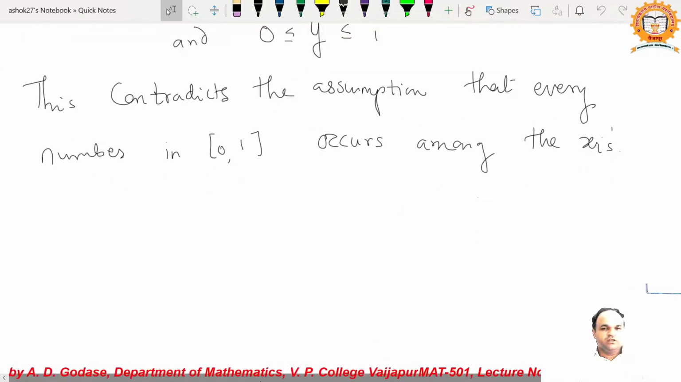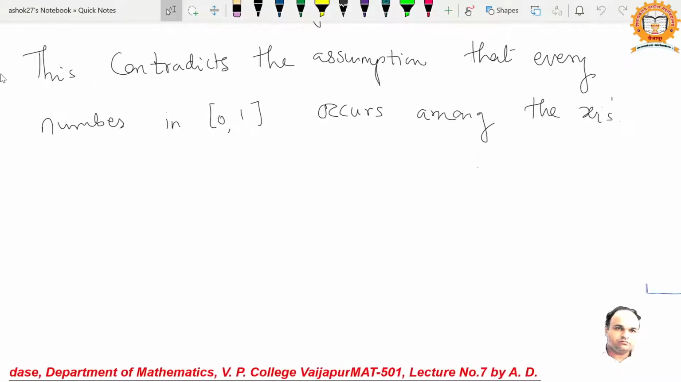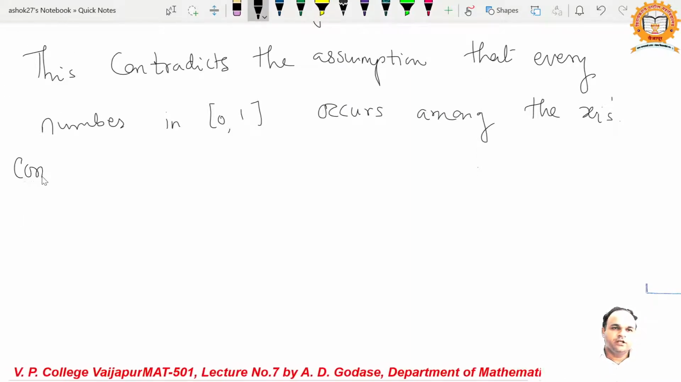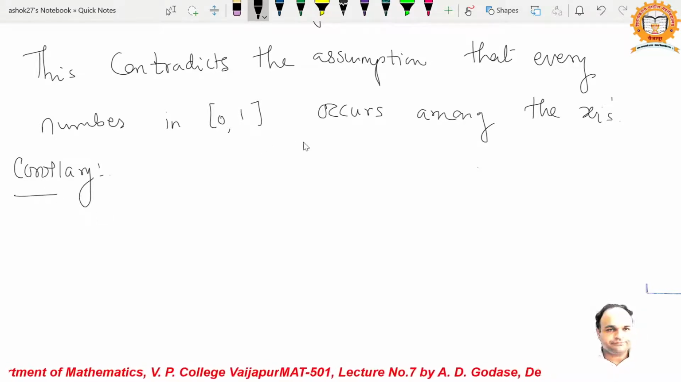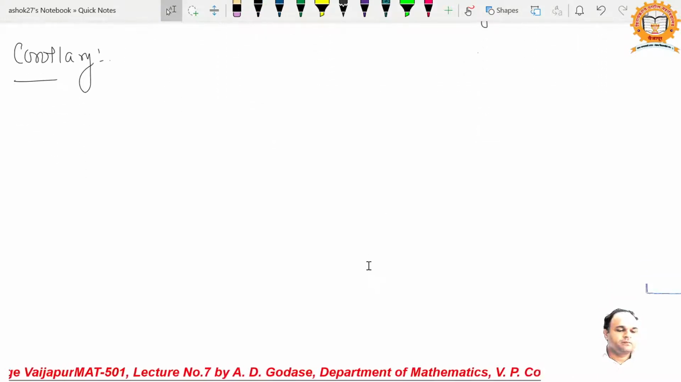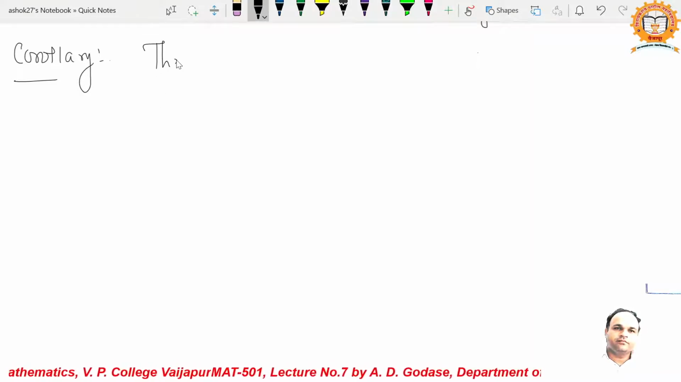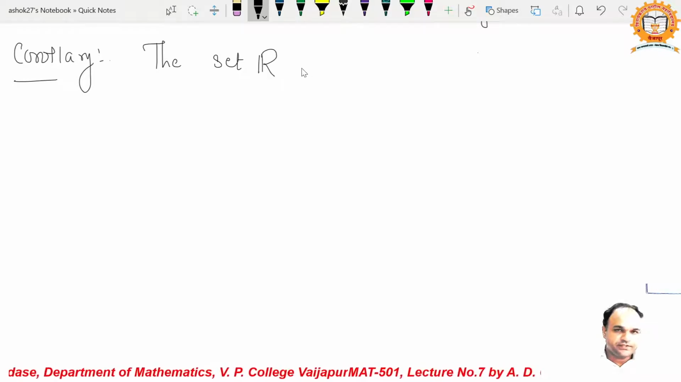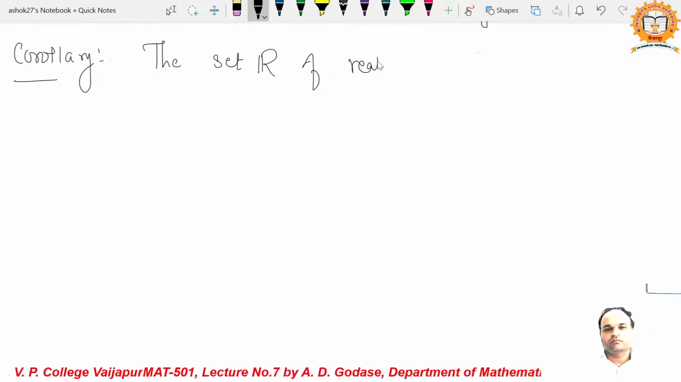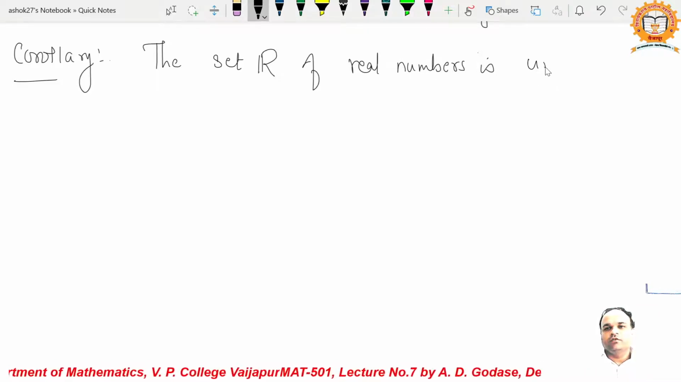So next there is one corollary to this theorem. So what is the corollary? The corollary is that this set R of real numbers is uncountable. This set capital R, that is the set of real numbers, is uncountable.